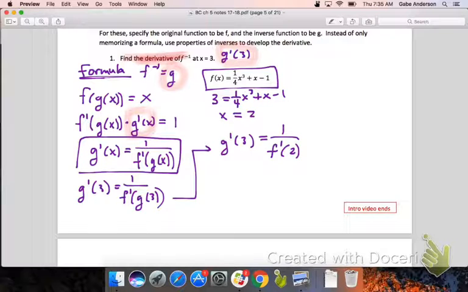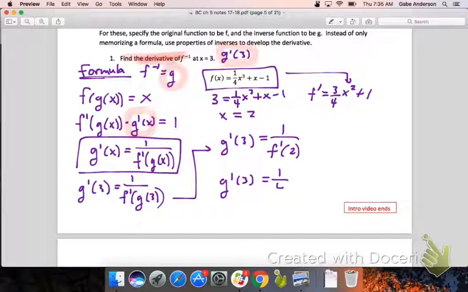So my final step then would be to find f prime. That is something we can find. So f prime is equal to 3/4 x squared plus 1. We then plug a 2 into that. So I think that's going to end up being a total of 4. So g prime of 3 would equal 1/4.